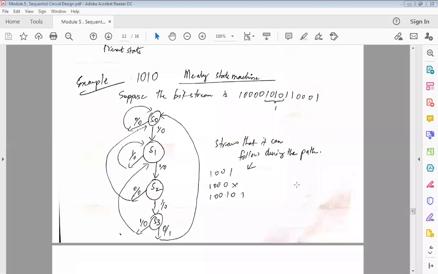Now, for the benefit of those of you who have doubts, okay, majority of you have followed it, we will revisit the concept of the pattern detector. So now our question is to design a sequence detector which detects 1010.